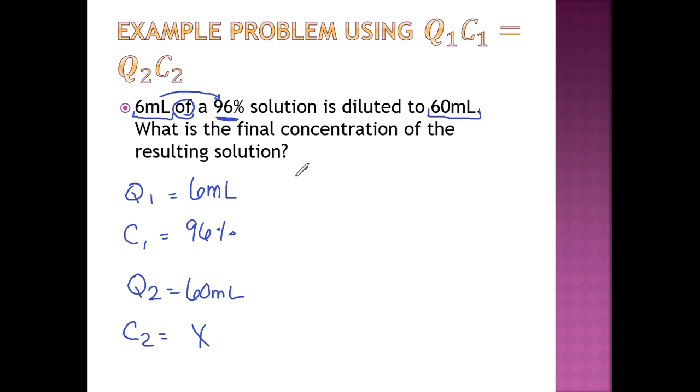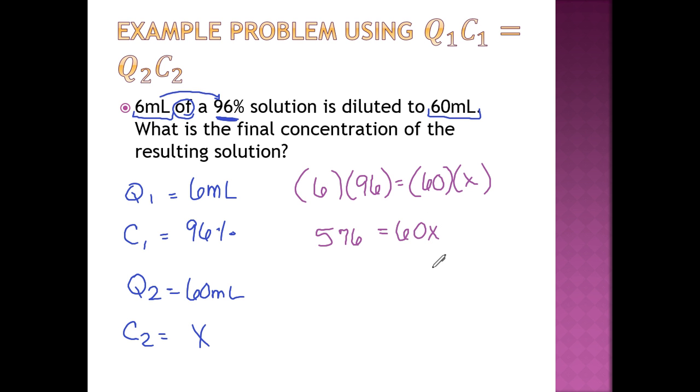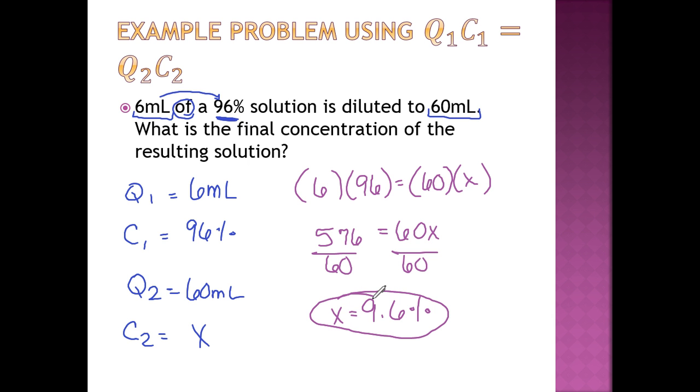Now that I've pulled out all my information, I'm going to set up the numbers based on my equation. So I have 6 times 96 is equal to 60 times x. So 6 times 96 is equal to 576 is equal to 60x. I'm now going to solve for x by dividing both sides by 60. So I get x is equal to 9.6%. So my final concentration after the dilution is 9.6%.